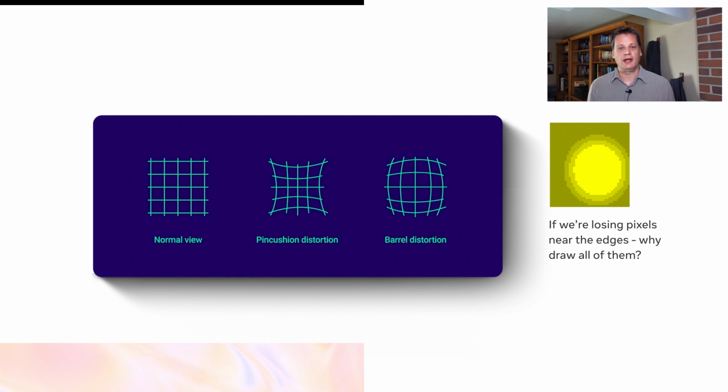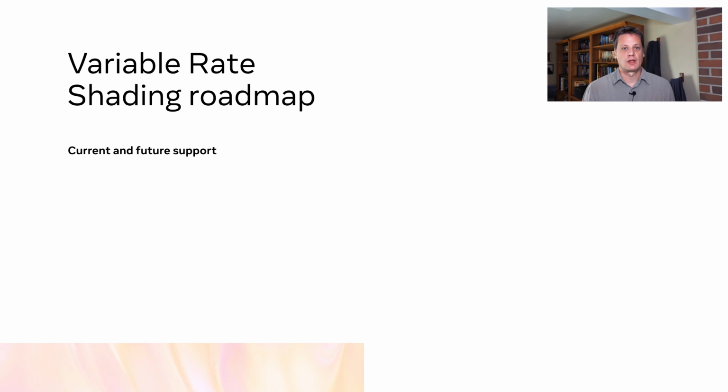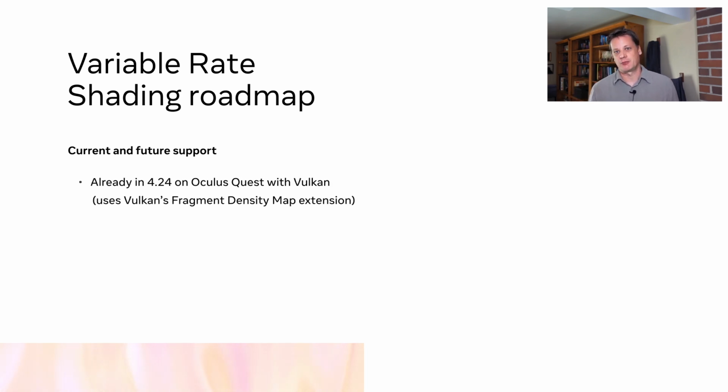The result, by applying a fragment density map here, is that we can tell the GPU to apply less detail as we get closer to the edges. There's no visual impact, or barely any perceptual visual impact here, but there is a significant performance impact. As Joe mentioned, we already have support for variable rate shading, or fragment density maps since it's on Vulkan, and that was checked in for the 424 release.